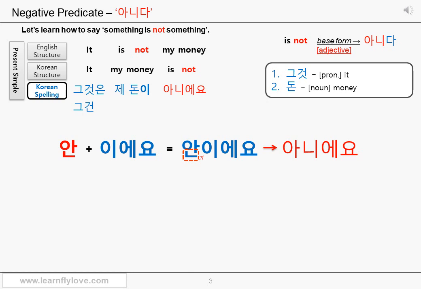Or you can also think my money, 제 돈 is the actual subject in Korean. As for that thing, if I talk about that thing, 그것은 it's a topic. 제 돈이 아니에요. My money is not. My money is the actual subject. Something like that. It would be very difficult for you to understand this right away.